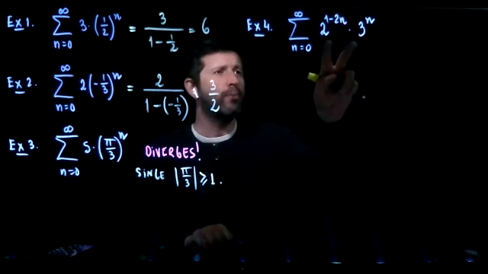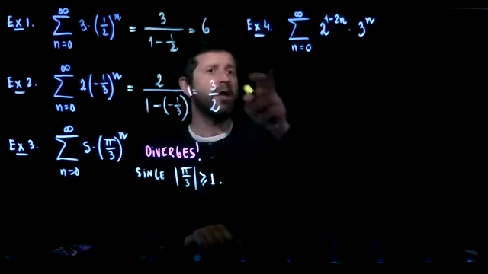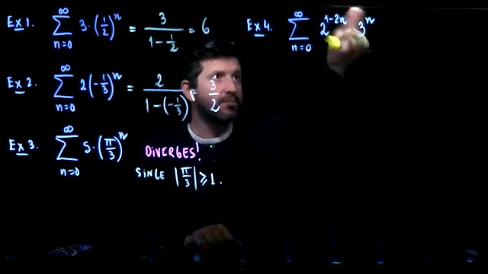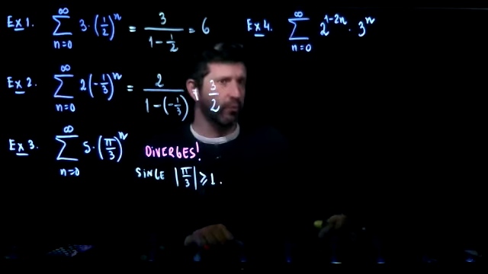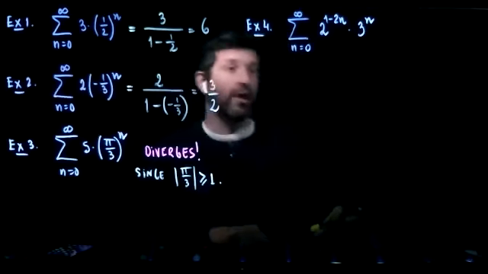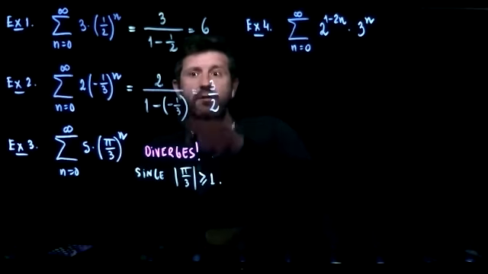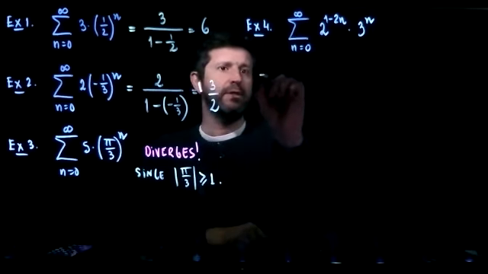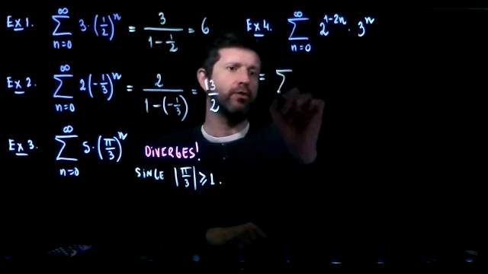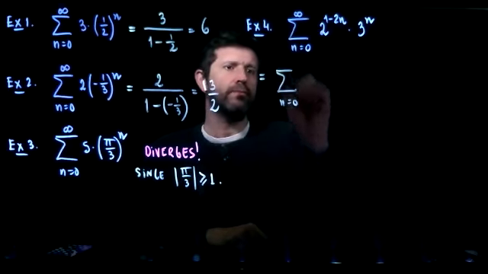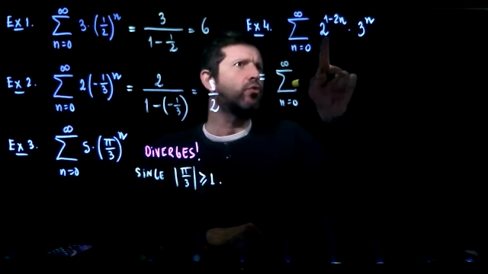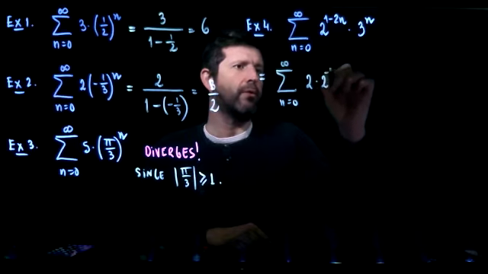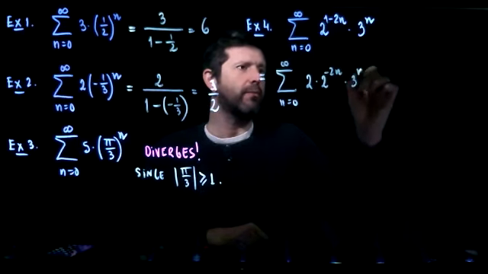So this is a little more complicated because it's not in the form a r to the power n. We're going to have to play around with the exponents and rewrite it into the form that we know. We always have to have the form that we know to apply this formula, which we're going to prove shortly. So this is equal to the sum, and here's a little work to do. 2 to the power 1 minus 2n is 2 to the power 1 times 2 to the power negative 2n, times 3 to the power n.